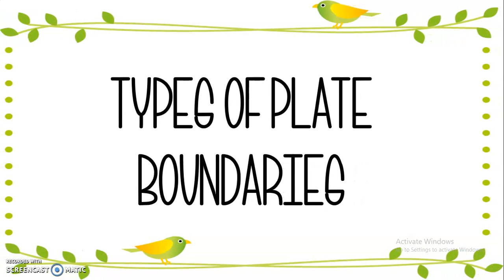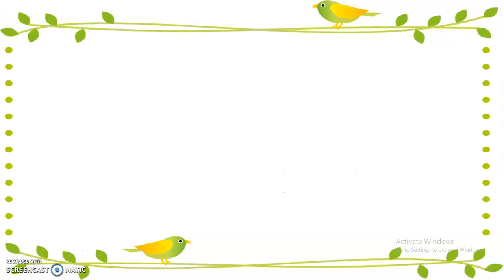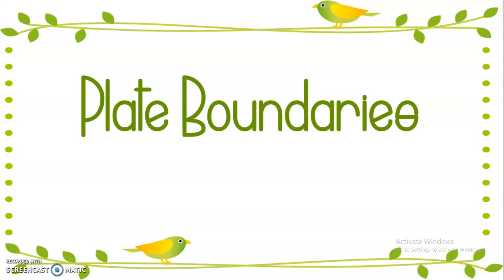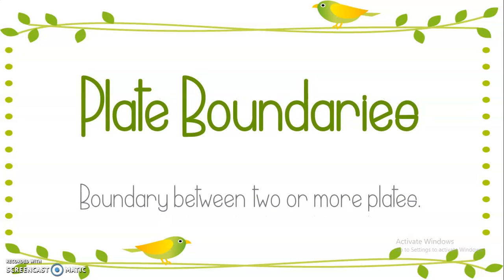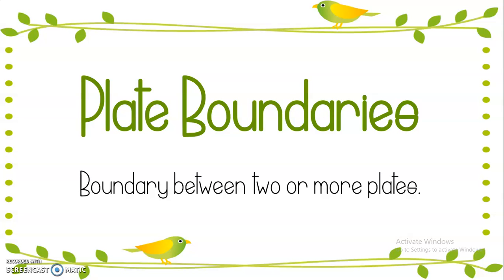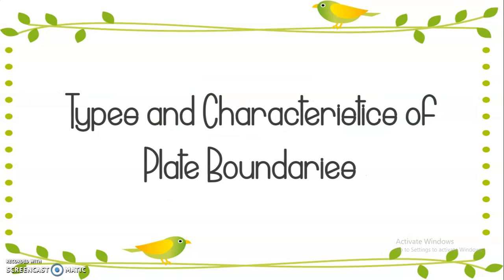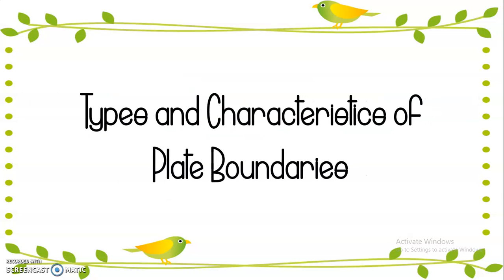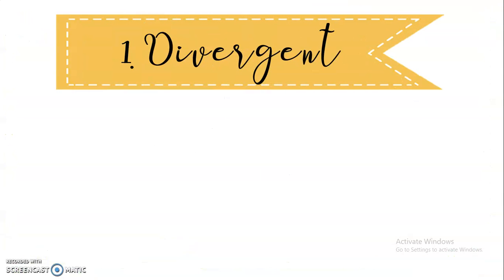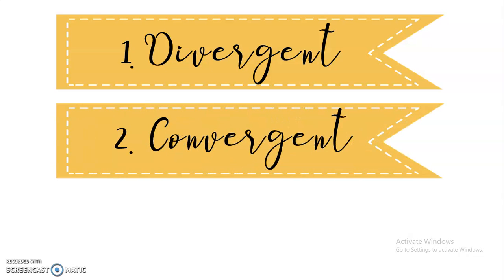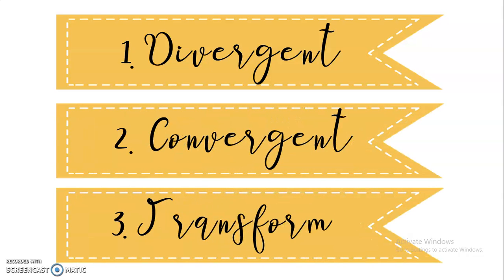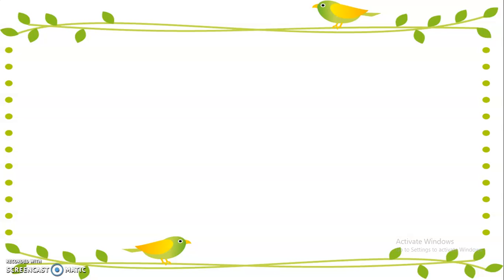For our next lesson, I'm going to discuss types of plate boundaries. But we're going to first define what a plate boundary is. Simply, it is a boundary between two or more plates. And we have types and characteristics of plate boundaries. We have divergent boundary, convergent boundary, and transform boundary.